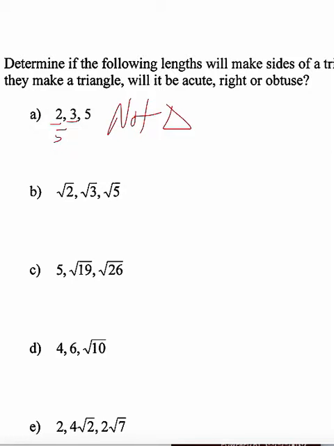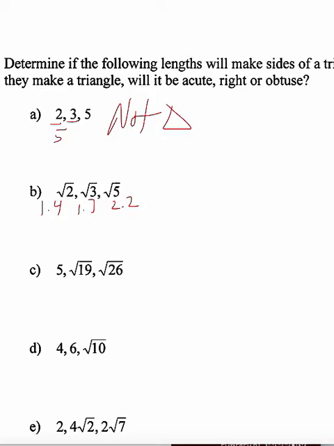Now on the second one, again, to check to see if it's a triangle, I've got to add the two smaller sides, which are root 2 and root 3. Root 2 is about 1.4, root 3 is about 1.7, and root 5 is probably about 2.2. 1.4 plus 1.7 will be over 3, so it is going to make a triangle because that's bigger than 2.2.